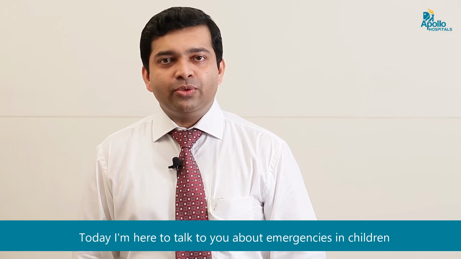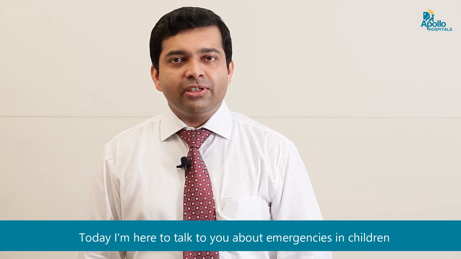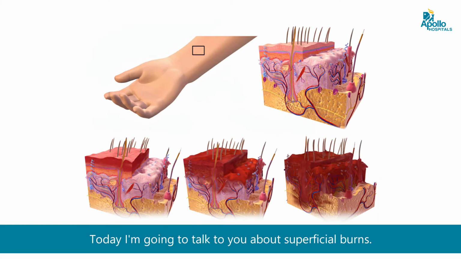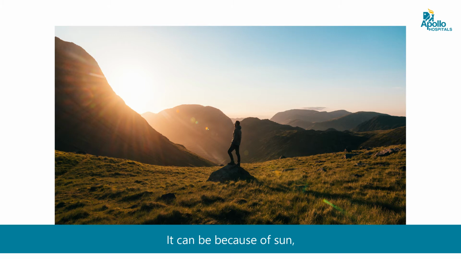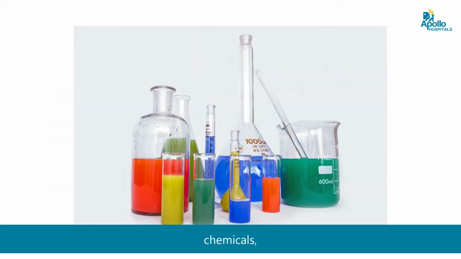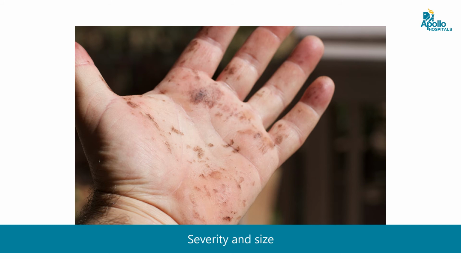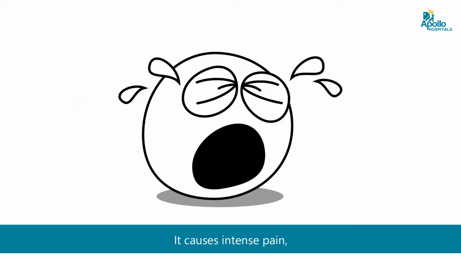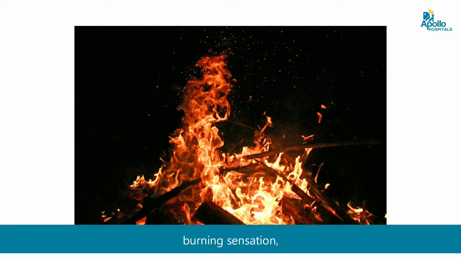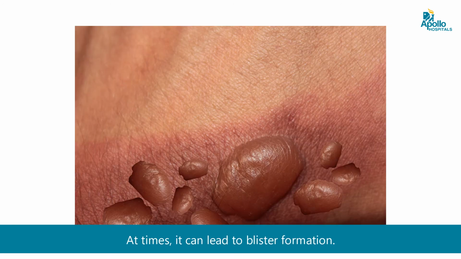Today I am here to talk to you about emergencies in children in day-to-day life. Today I am going to talk to you about superficial burns. Burns occur when there is damage to the skin or deeper tissues. It can be because of sun, hot liquids, chemicals or fire. Severity and size depend on the area of the body. It causes intense pain, burning sensation and skin irritation, and at times can lead to blister formation.